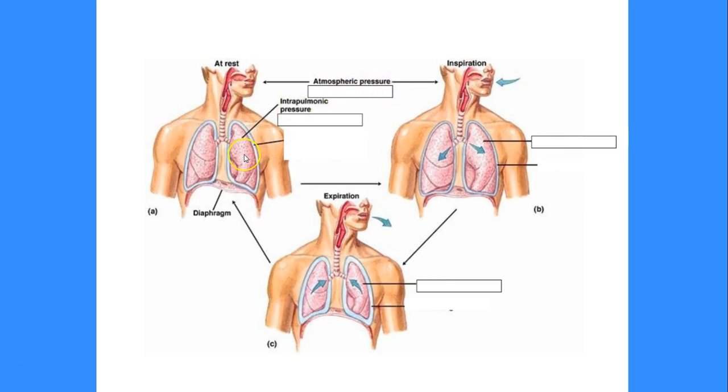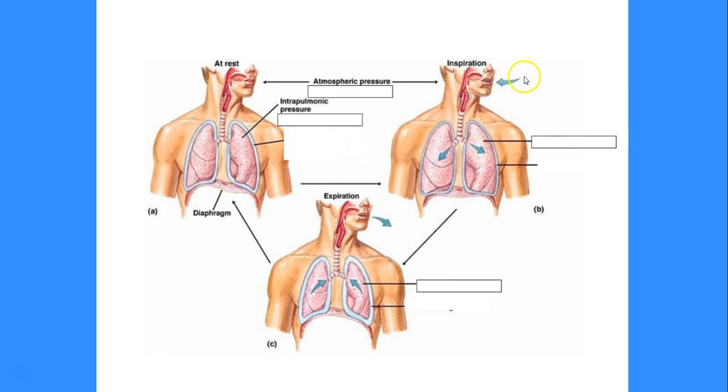Intrapulmonic pressure is 760, and this is in a resting state. During inspiration, we see the lungs have now got bigger. You see the bottom of the lungs have flattened out because the diaphragm has moved down. The ribs have expanded, and that means more space for air to move into. And of course, you can see the different lobes of the lungs have opened up quite significantly here.